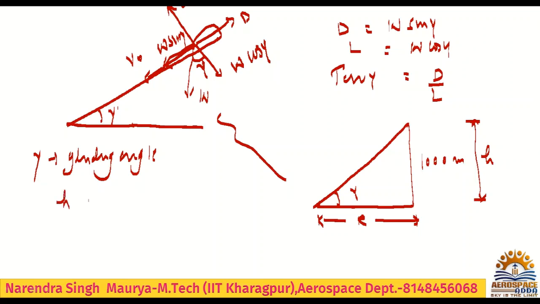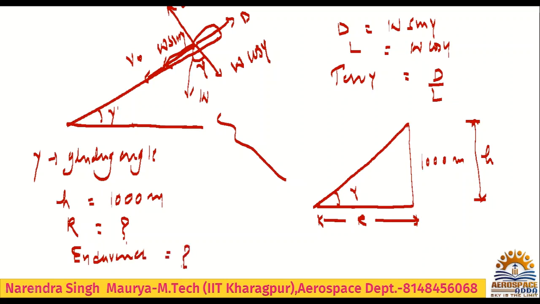So h they have given to you as 1000 meter. Range we need to calculate. And the time it will take to reach the destination is called endurance. And that also they are asking, range and endurance. Very simple. If it is descending, there will be a vertical downward velocity, just like if it is climbing, the vertical upward velocity will be there. For descent flight, suppose it starts gliding here. This is the glider, suppose. So it will have a vertical downward velocity which is called Vd.